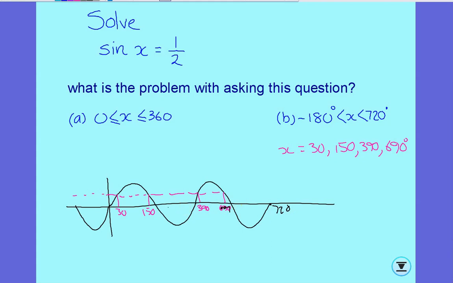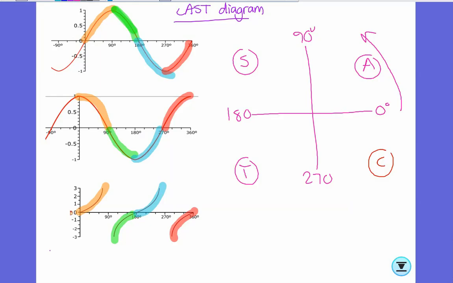So that's 360, that's 540, that's 510. What an idiot. I do apologise. I'm sure you were screaming at the screen. That's definitely wrong. Well done if you were.